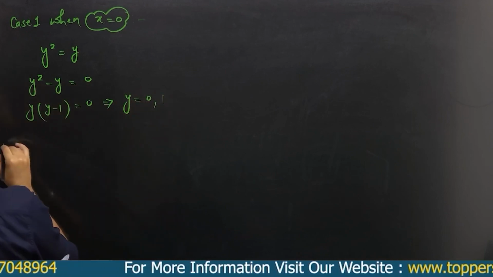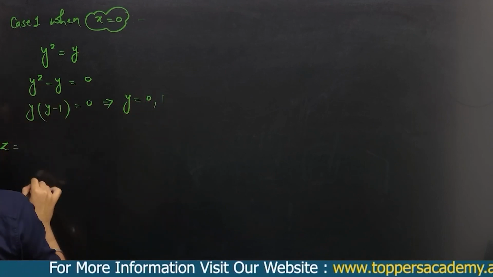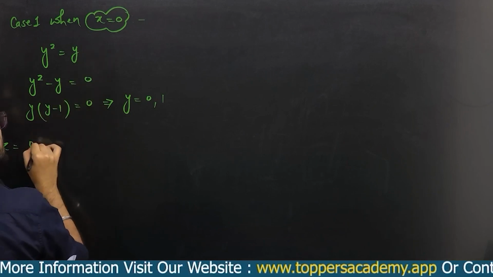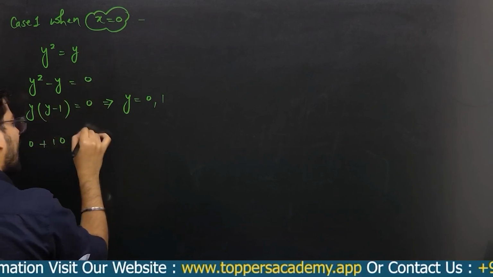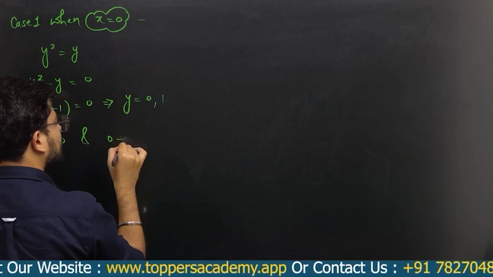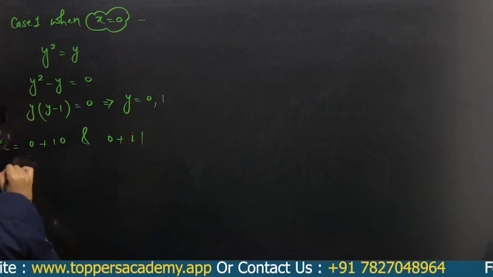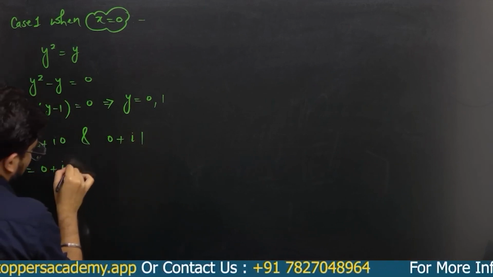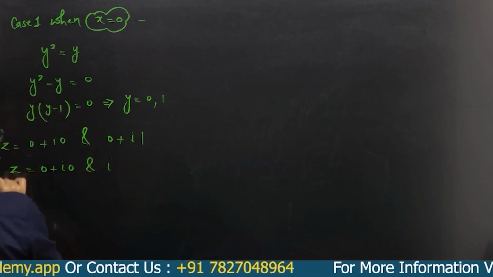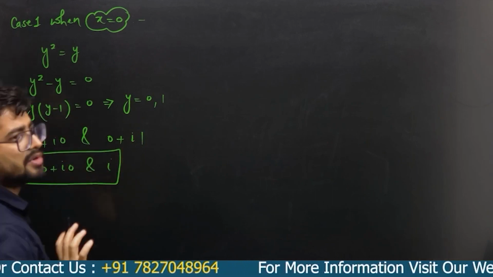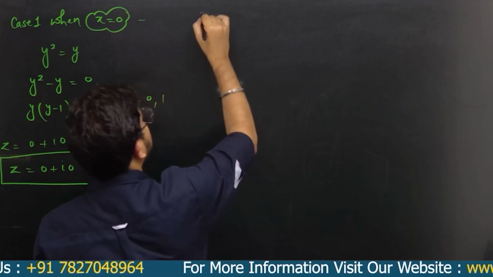So it means your complex number z is equal to x plus iota y, that is 0 plus iota 0, and the second number is 0 plus iota into 1. So your numbers are z is equal to 0 plus iota 0, and iota. Yes, two distinct numbers you have here. Or second case is what?